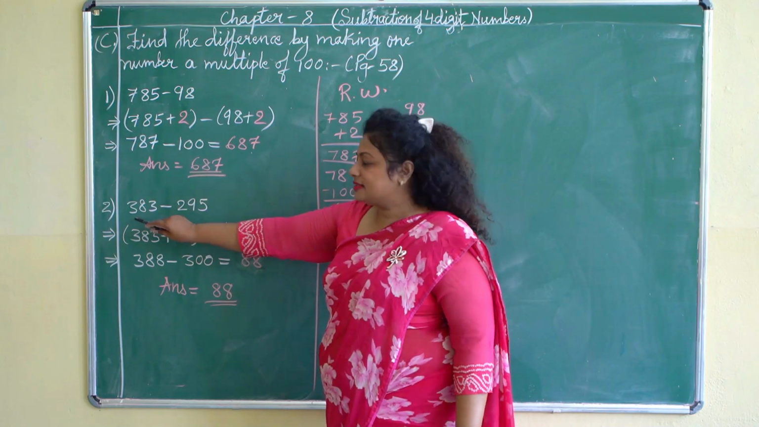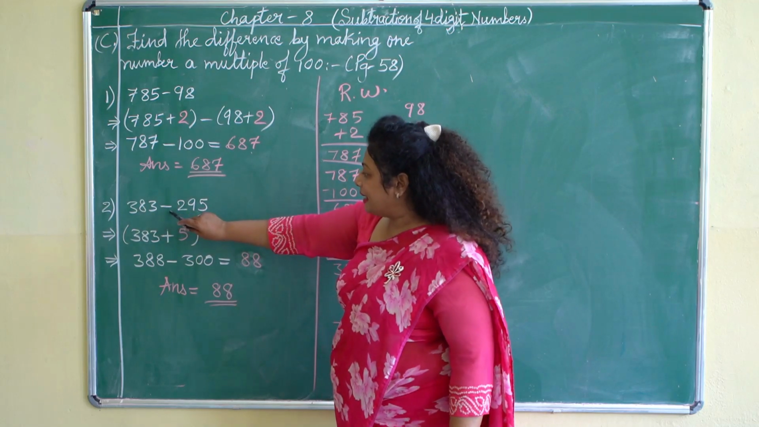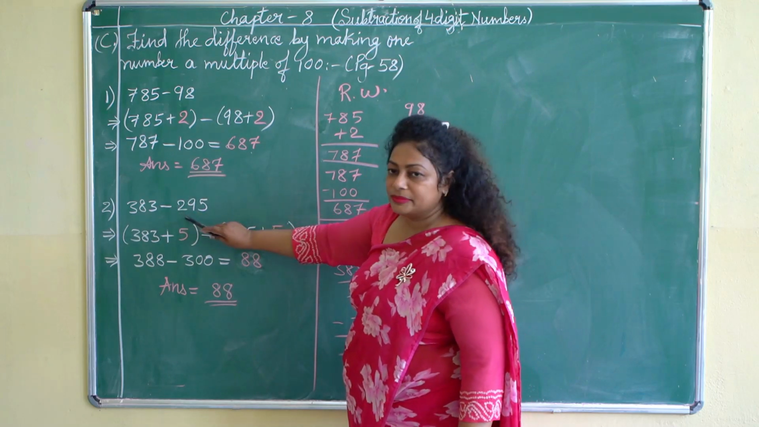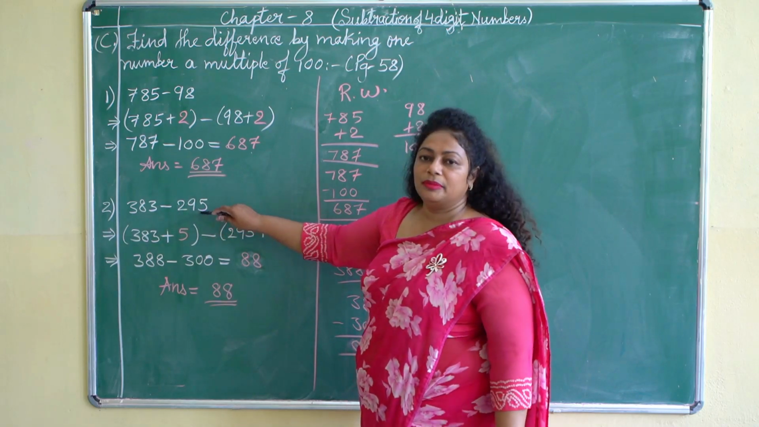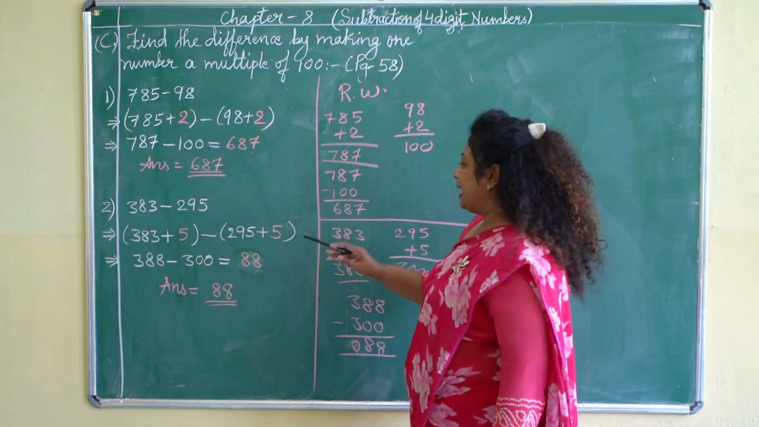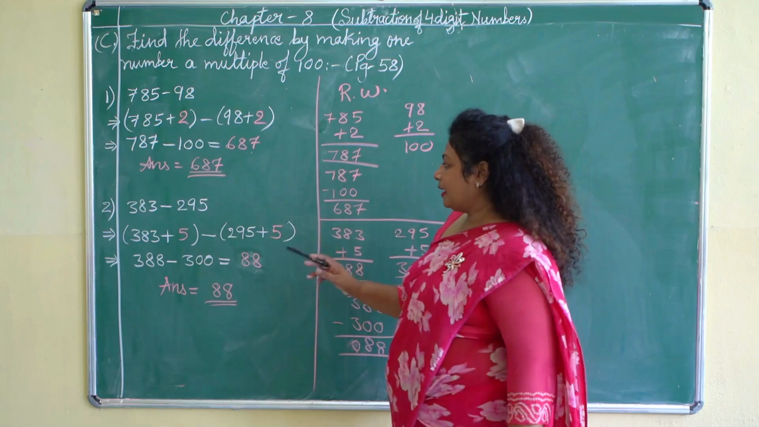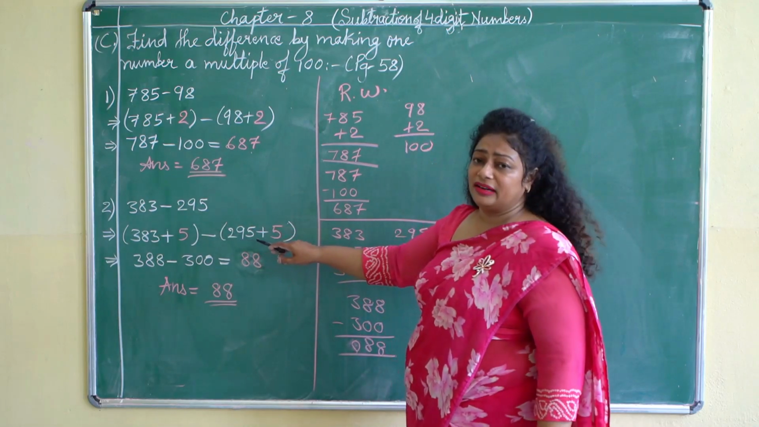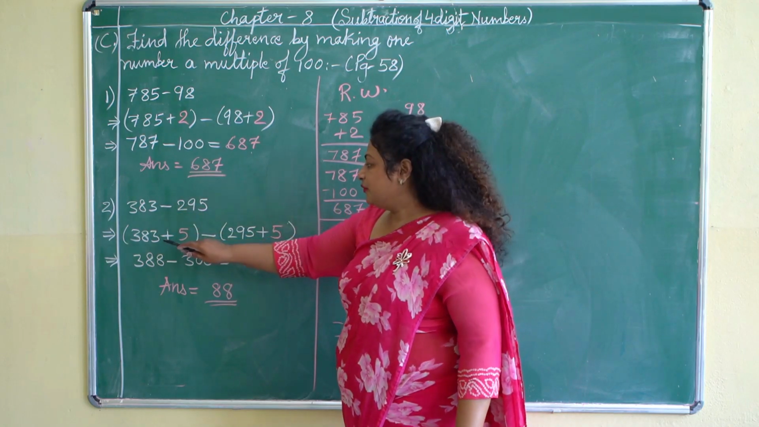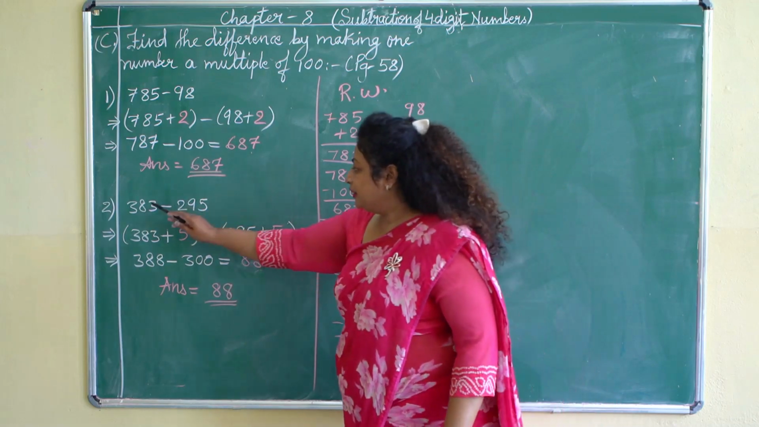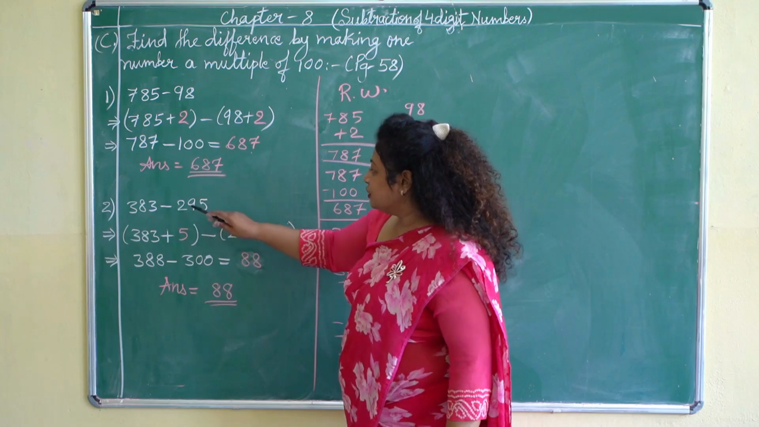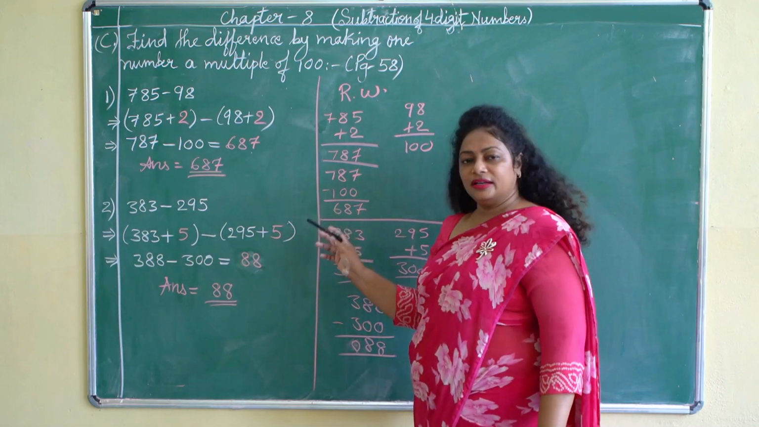Let's come to the other sum. It is given to you is 383 minus 295. Again the second number, we have to convert it into a multiple of 100. This number can be converted into 300 by adding 5 to it. Since we are adding 5 to 295, we have to add 5 to the first number also. So we got now two brackets. 383 plus 5 in one bracket minus 295 plus 5 in the other bracket.